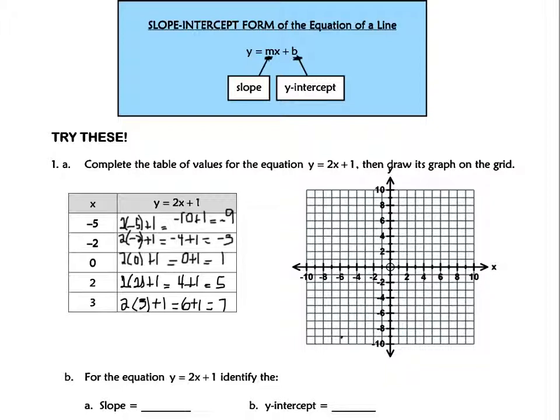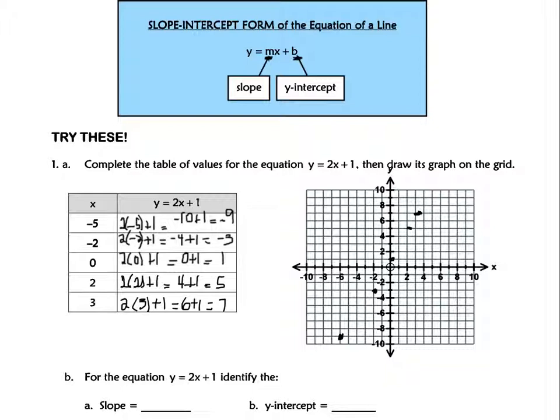So if we plot those ordered pairs, we have an x of -5 goes with a y of -9, which would be this point right here. X of -2 goes with a y of -3, which would be right here. X of 0 goes with a y of 1. X of 2 goes with a y of 5. And x of 3 goes with a y of 7. Little off there, sorry.